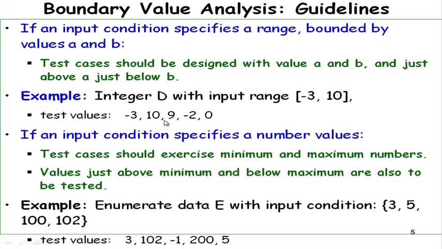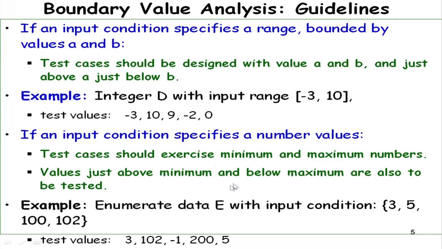We would also have to include a number which is just higher than the lower bound, that is -2, and just lower than the higher bound, which is 9, and also a normal value which is 0. This because of the representative of the equivalence class, we consider 0 as well.